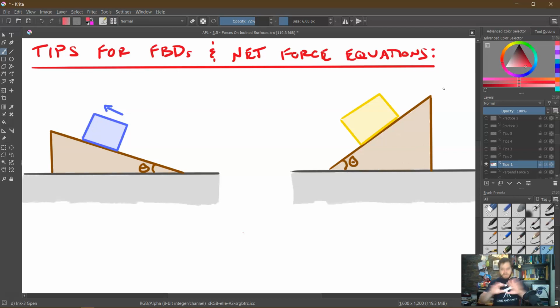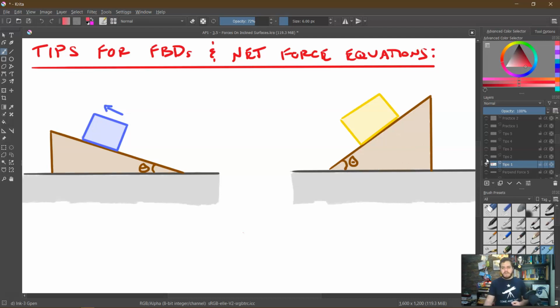So let's go through some tips for creating FBDs and net force equations for any sort of inclined surface. Now, just to make sure we understand what I'm drawing here, I've got one over here, I've got one over there. These thetas would be different, but they're both theta. And we would have this one, we'll say, is at rest, and we'll say this one is moving upward on the ramp. Is it moving at constant velocity? I don't know. Is it accelerating? I don't know. That's not important, but we have one that's moving, one that's not.